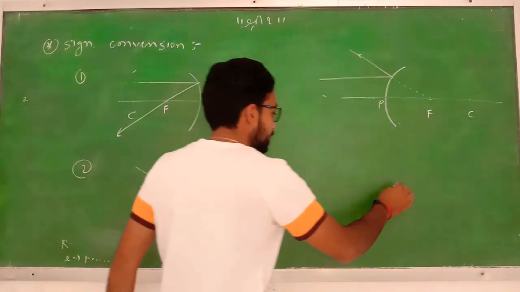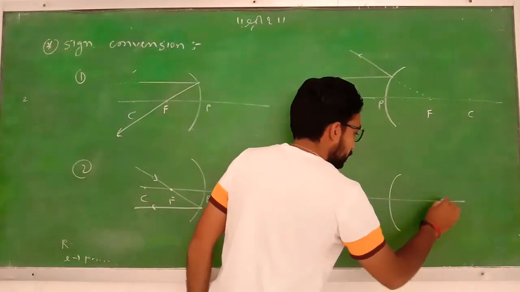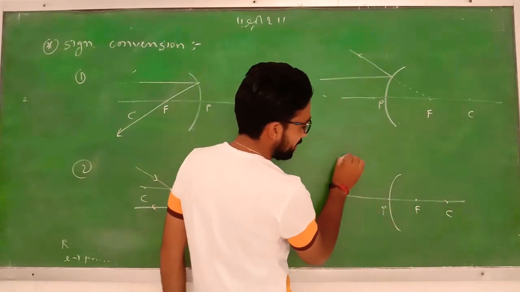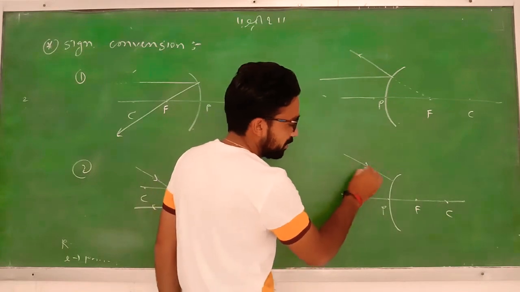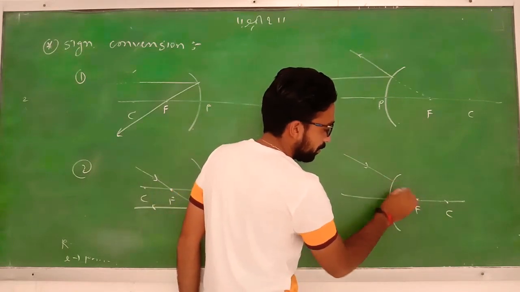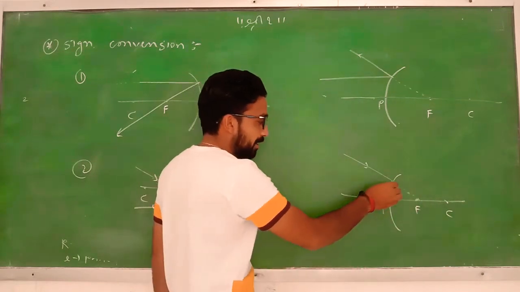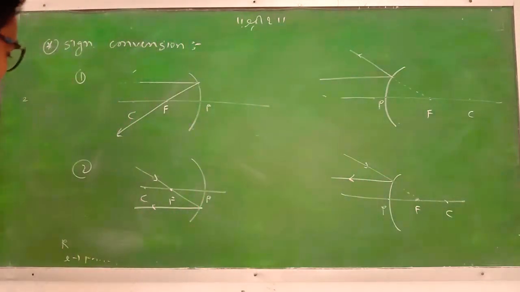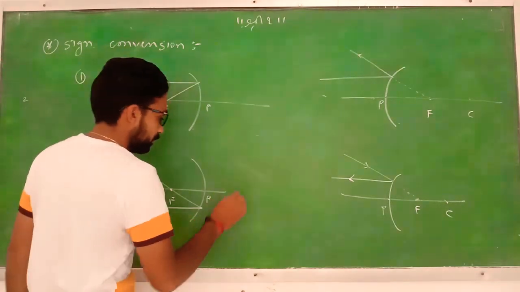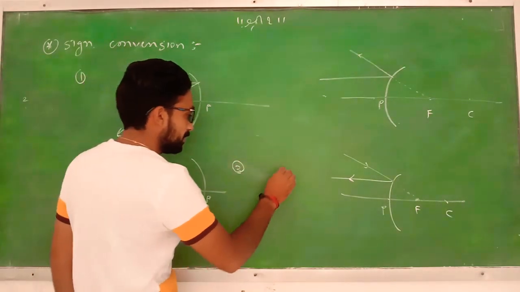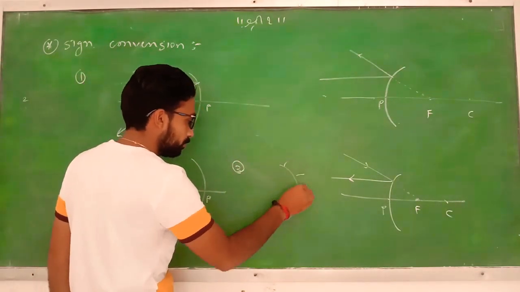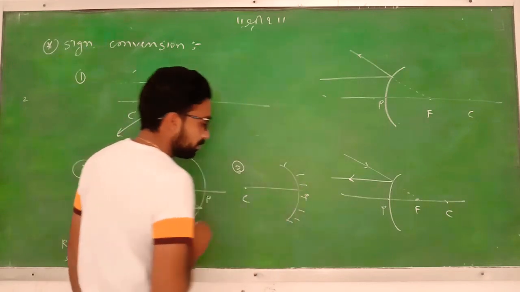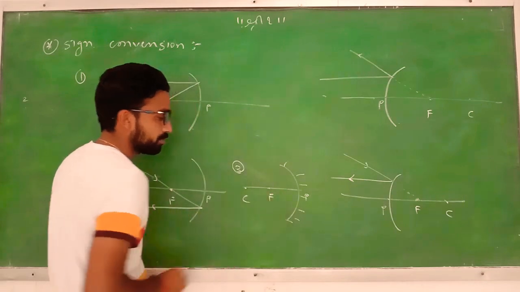Similarly here you can see this is the center of the curvature, principal focus and pole. Suppose the incident ray looks like it is passing through the principal focus here, but after the reflection the ray becomes parallel. And the third point, that is written here. You can see this is for concave, this is the convex mirror, principal focus, center of the curvature, this is the principal focus.